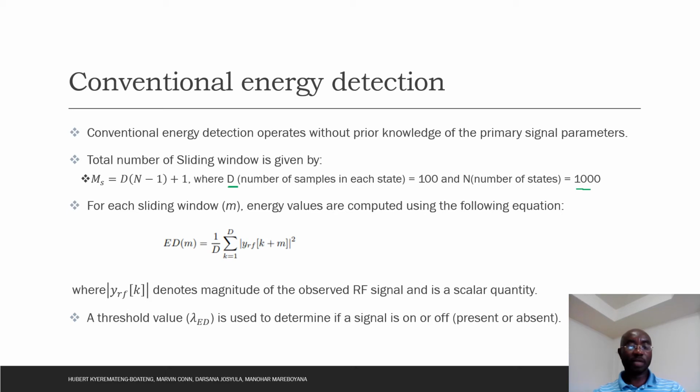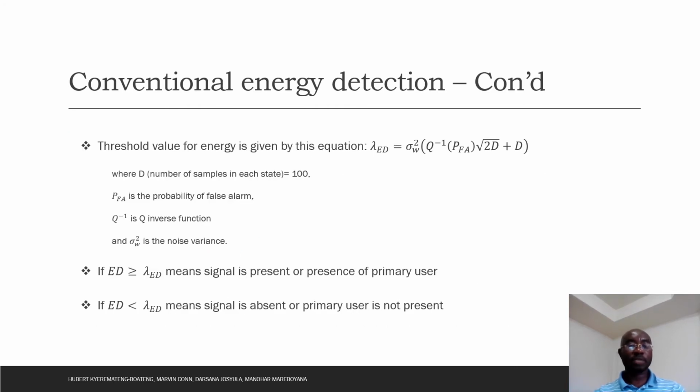A threshold value lambda ED is used to determine if a signal is on or off, which also means present or absent. The threshold value for energy is calculated by this equation, where D is the number of samples in each state, which equals 100. PFA is the probability of false alarm. Q minus 1 is the Q inverse function, and the noise variance.